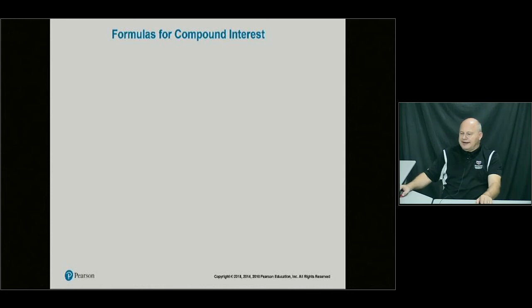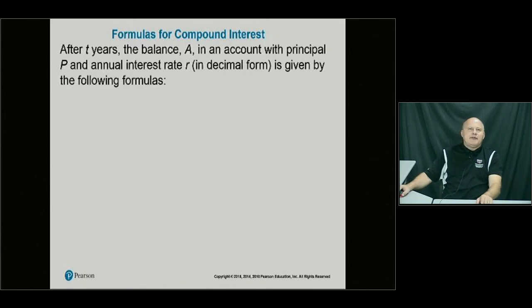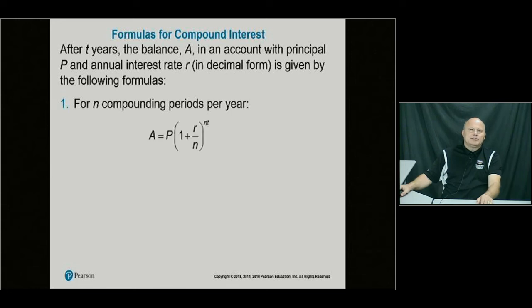Formulas for compound interest. After t years, the balance A in an account with principal P and annual interest rate r in decimal form is given by the following formulas. For n compounding periods per year, A equals P times (1 plus r over n) raised to the nt power. This is a good time to stop and write these formulas down, because that formula will not be provided to you. You need to know it. So this is compounded n times per year.